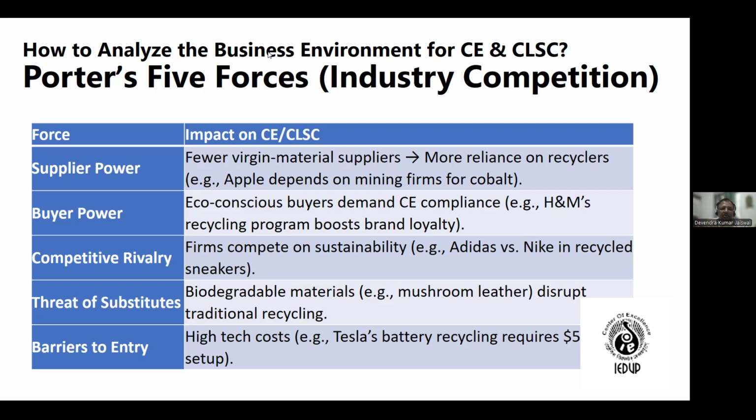Then threats of substitute: biodegradable material, for example, mushroom leather, disrupts traditional recycling. So we are talking of leather getting completely removed by some products. Here it is mushroom leather, which is also called green leather or bio leather, where this leather is made out of certain mushrooms. They treat them and then it looks like your leather, and that's how it is used.